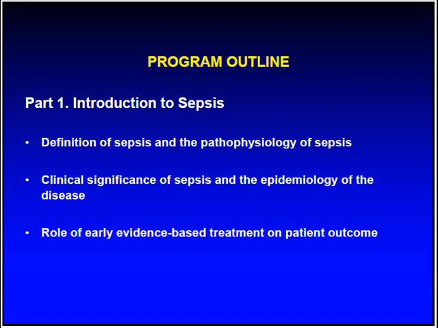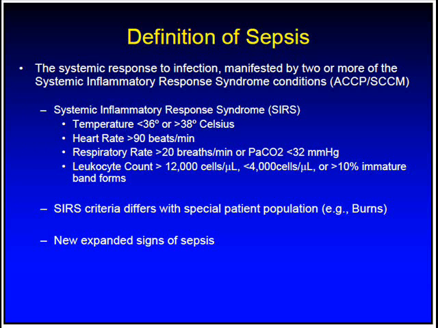In the first part of our program, we will go over the definition of sepsis, the pathophysiology, clinical significance, and the role of early evidence-based treatment on outcomes. Sepsis is defined clinically as the host's systemic inflammatory response to an infectious process, with the presentation of 2 or more signs of a systemic inflammatory response syndrome. The SIRS criteria include elevated or depressed temperature, elevated heart rate and respiratory rate, and elevated or depressed leukocyte count. These criteria are quite general and are not specific to a systemic infection.